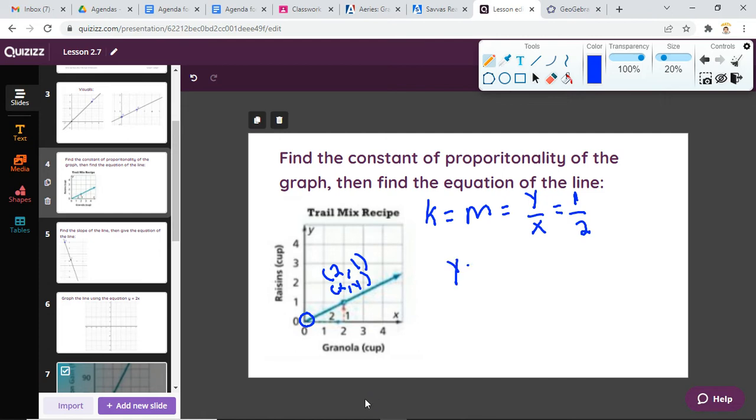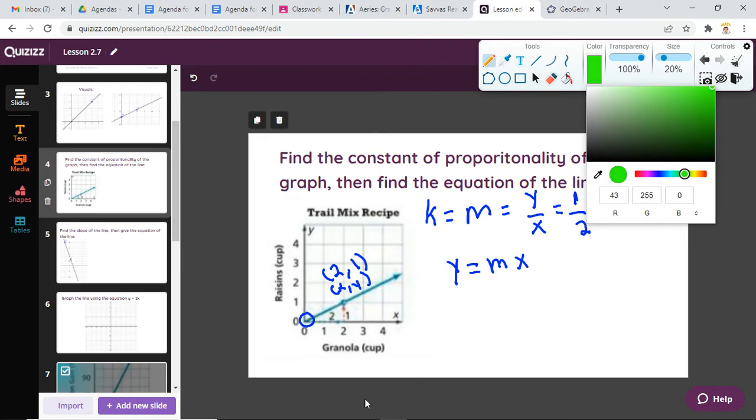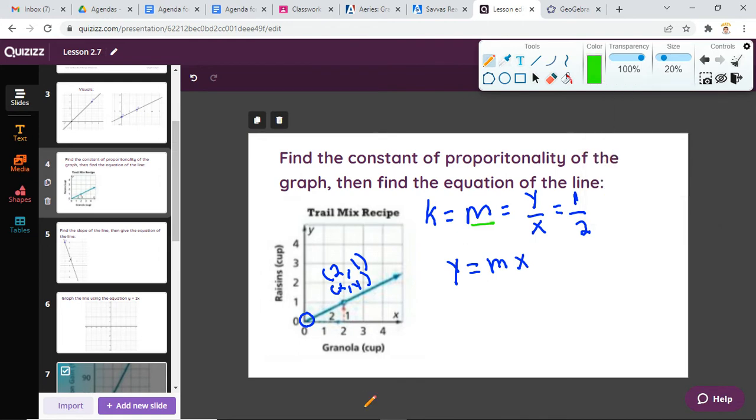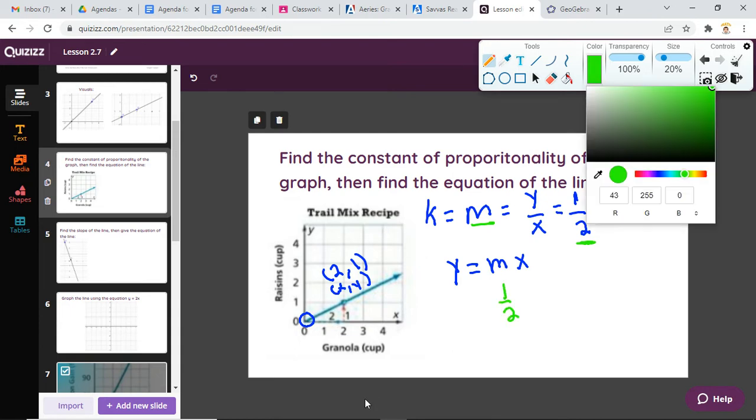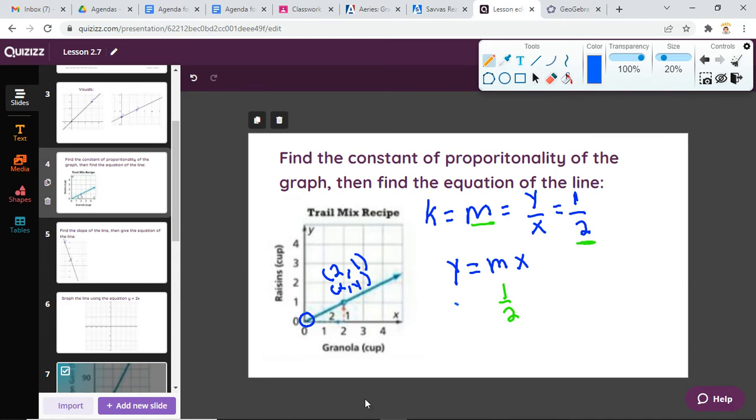Now remember our equation here. Our equation is y is equal to mx. Well, we've already discovered that here my m is equal to 1/2, so I can replace my m here with 1/2. And then I simply need to rewrite everything around it. I still have my y equals, and it's still times x here. So y is equal to 1/2 x, and that is the equation of the line.